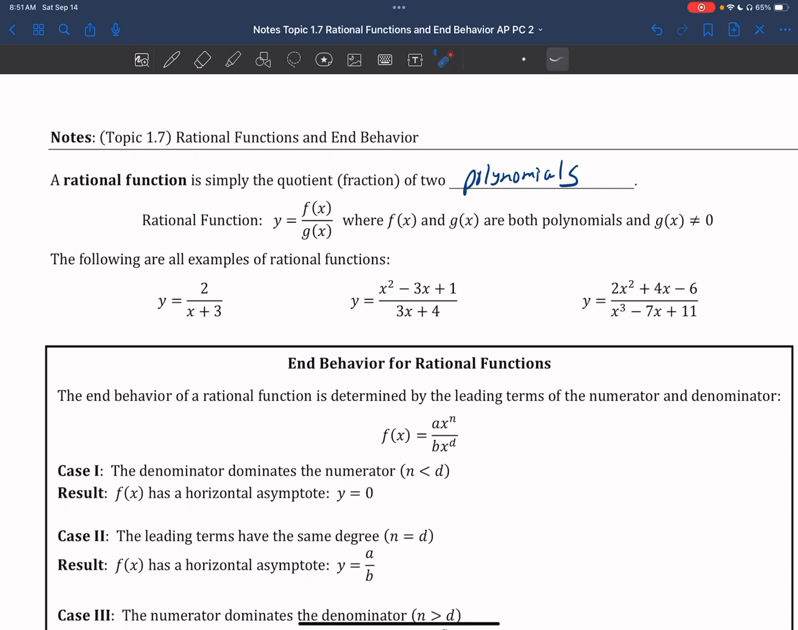If you look here, you have a rational function y equals f of x divided by the function g of x. Again, f of x and g of x have to be polynomials, and g of x can never be equal to 0. Please remember that when you have a fraction and you have a 0 in the denominator, you will always get an undefined as an answer.